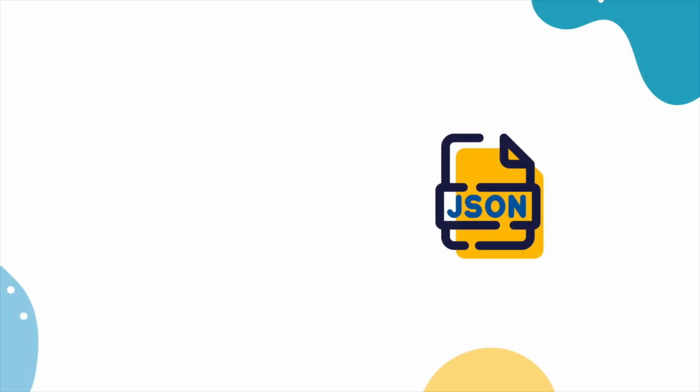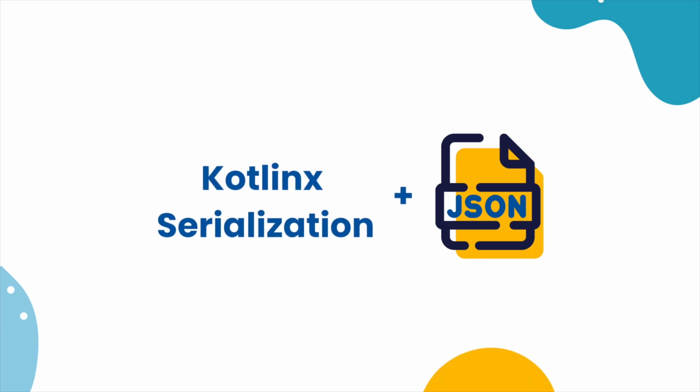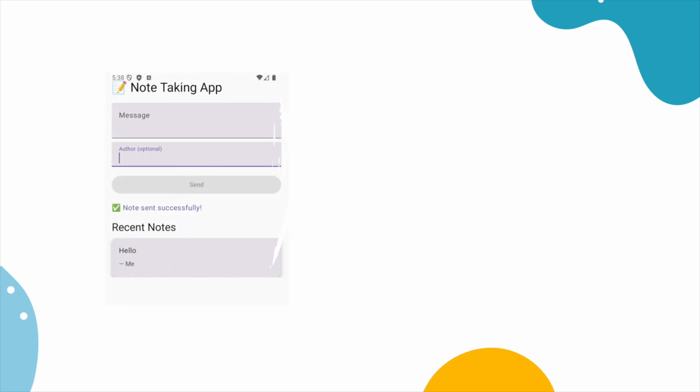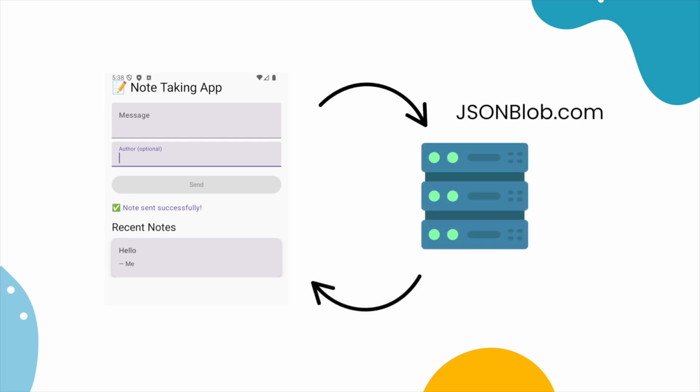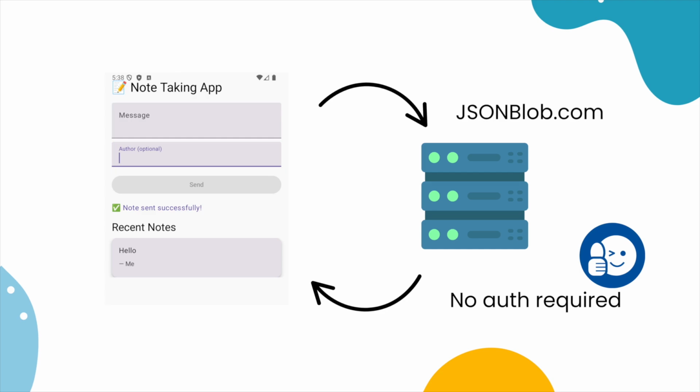Now let's apply our knowledge in practice. In Ktor and KMP, most of the time we're using JSON for data transfer, so we will be integrating Kotlinx Serialization with the JSON data type. To demonstrate this, we'll build a simple note-taking app that does HTTP requests, and we will use the jsonblob.com endpoint, which doesn't require any authentication to avoid getting an API key. You can find the link to the starting code in the description below.